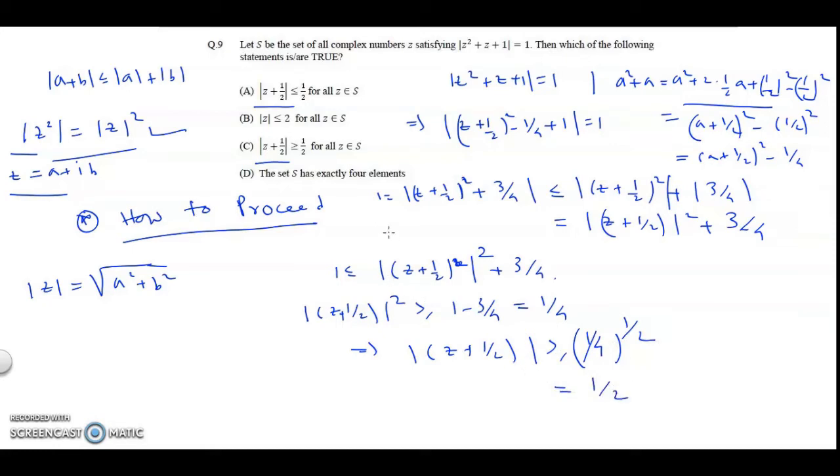So from this what have we found? We have found that this modulus of z plus half is greater than or equal to half. So option C is true.